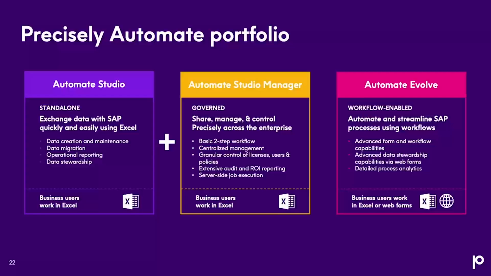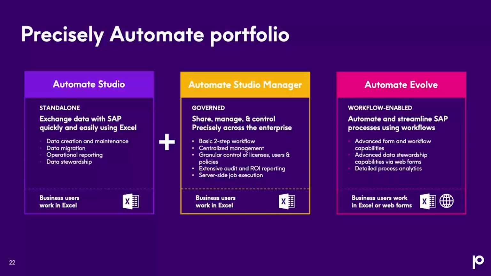So our portfolio has Studio, which is a desktop application. We have Studio Manager that provides a lot of user and policy management for those Studio users. And then we've got Evolve, which is that workflow process automation platform that we have. It includes Studio, but it also gives you a great number of capabilities.